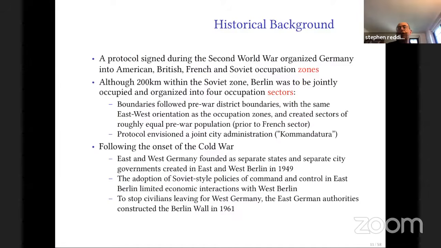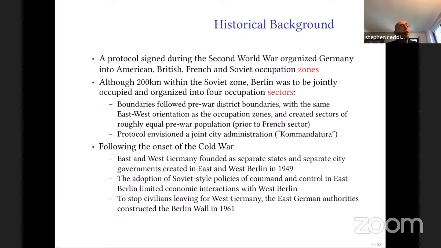So how were these sectors chosen? Well, the boundaries between them were chosen to follow the pre-war suburb boundaries in Berlin, which had no particular significance during the pre-war period. And then how did you pick which of these boundaries to use to draw the dividing lines? Well, the idea was to pick those dividing lines such that the different occupation sectors had roughly equal pre-war population between the Soviet, American, and British sectors. And then eventually a French sector was created out of part of the British sector later on during the proceedings.